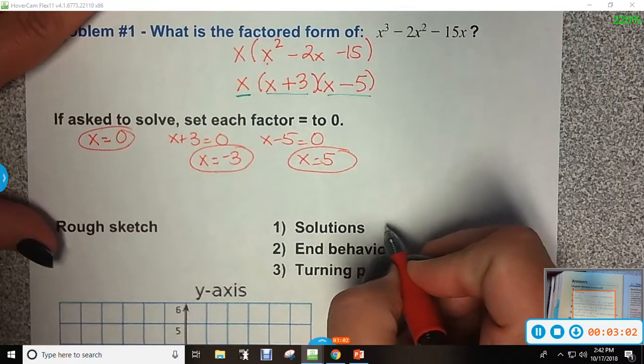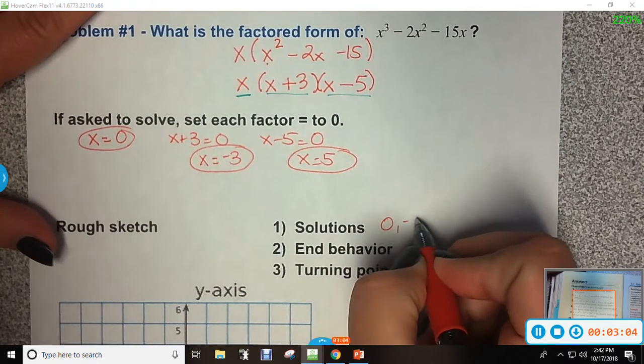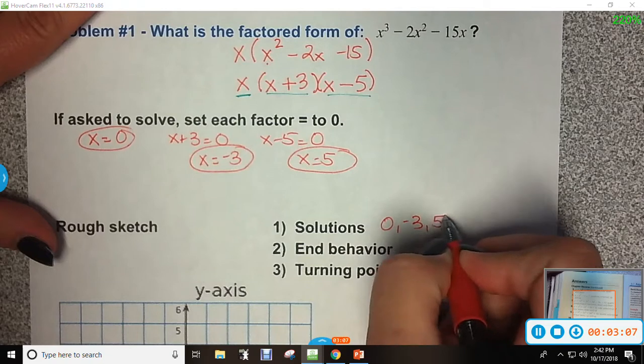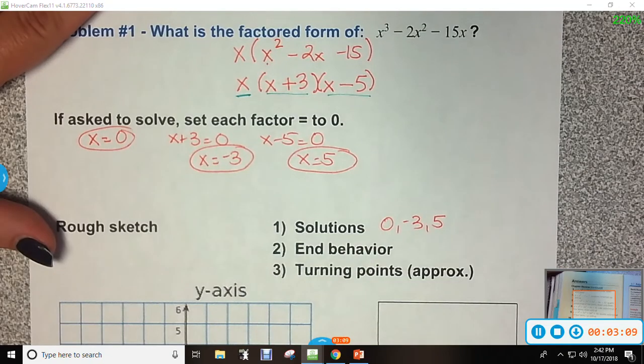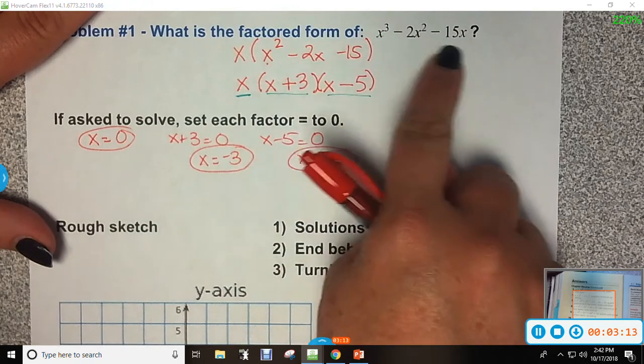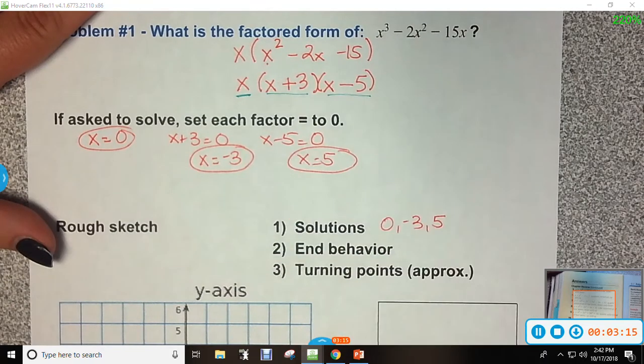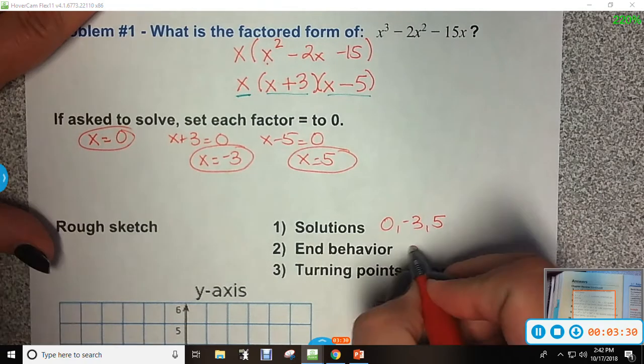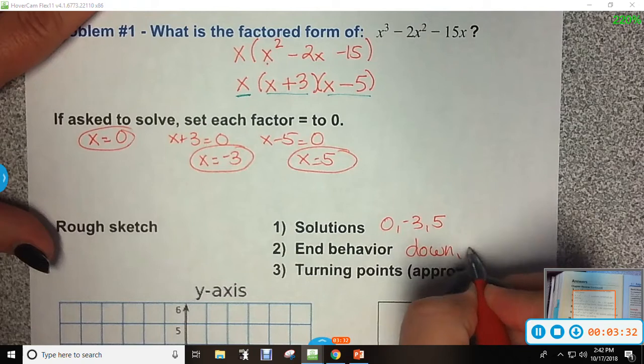My solutions, I'm just going to list them here: 0, negative 3, and 5. Go back to your original equation here, or original polynomial, and what's the end behavior of that going to be? Down, up, because my leading coefficient is positive and it's an odd degree. So it is down, up.